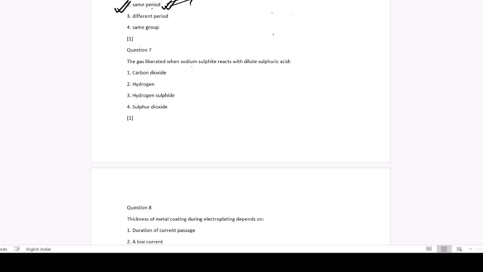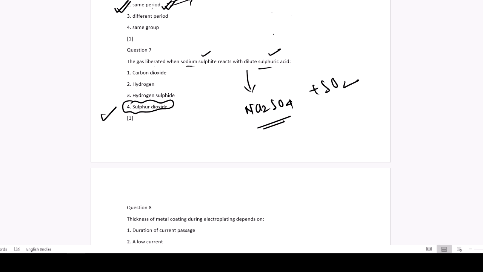So this question may be from sulfuric acid, but as acid-base-salt is also there in your syllabus in first sem, this question was not quite expected, but it's okay. The gas liberated when sodium sulfide reacts with sulfuric acid: basically sulfuric acid is reacting with sodium sulfide, so sodium sulfate salt will form first of all, and from the sulfide group sulfur dioxide gas will be liberated. So the answer will be sulfur dioxide here. Okay, let's go for the next question.